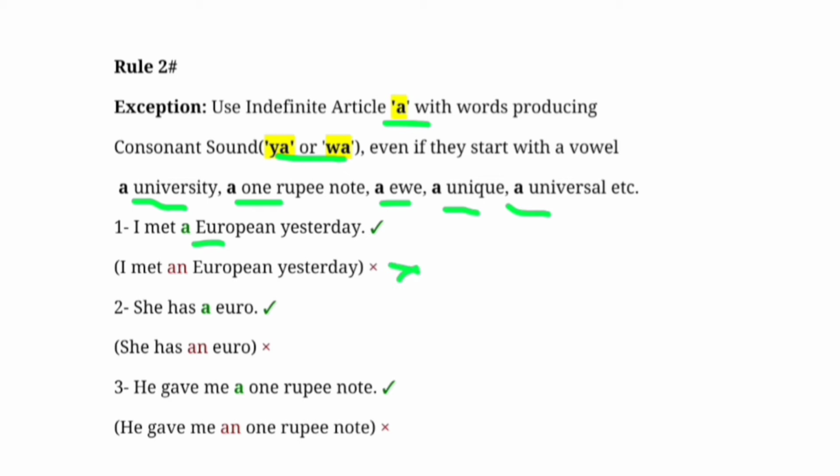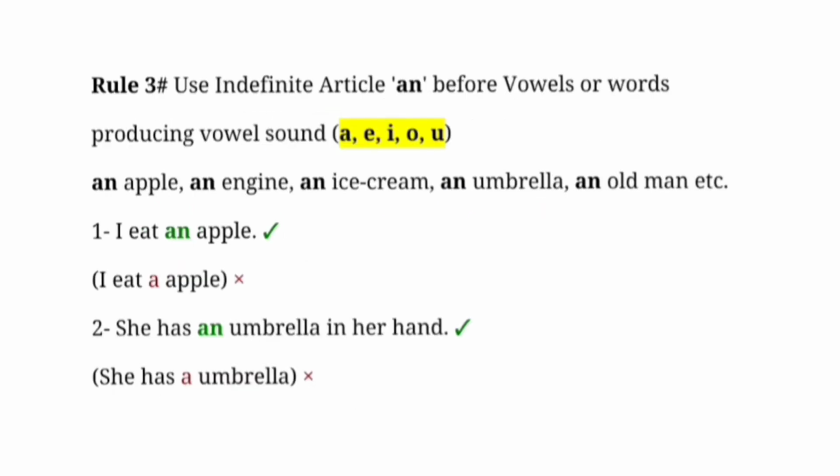Similarly, she has a euro. It also produces the sound of y, which is a consonant. So we put a before it. And we can't say she has an euro. It is wrong. And in the next one, he gave me a 1 rupee note. Here, it produces the sound of w, which is again a consonant sound. So we place a before 1. We can't say he gave me an 1 rupee note. This is wrong.